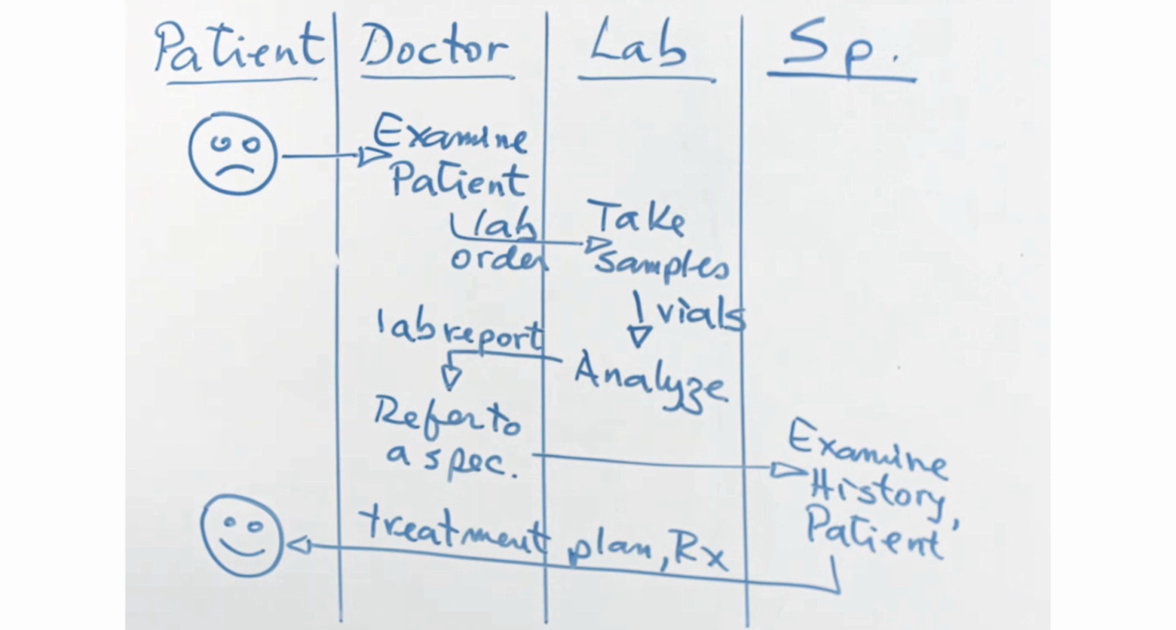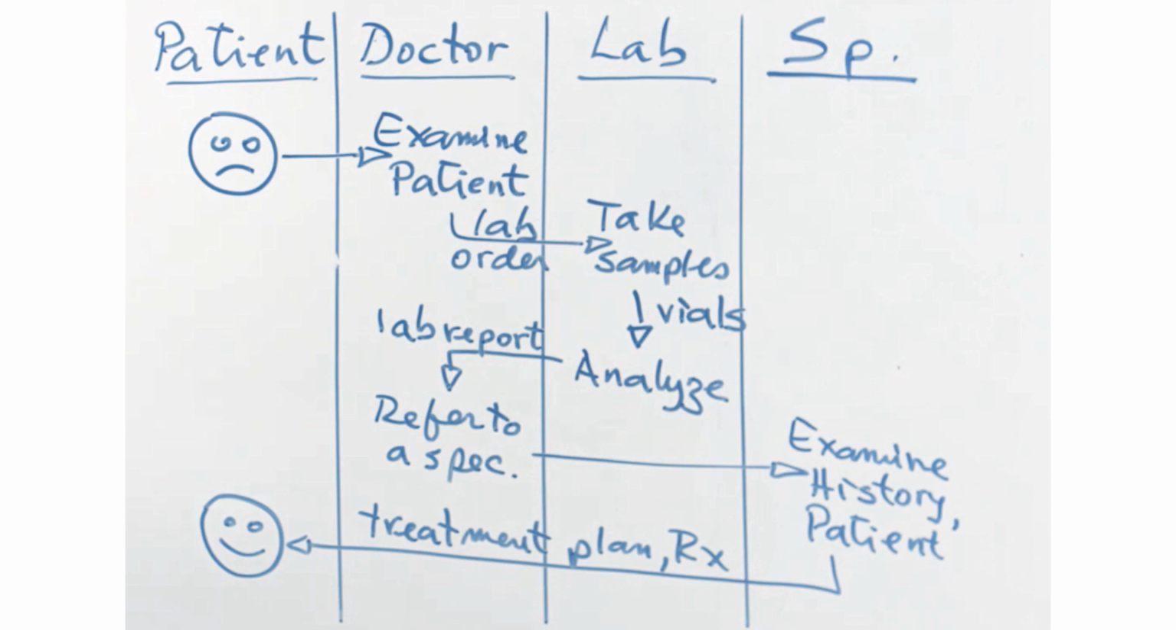The first step is to go to a doctor, who will examine the patient and order some lab work. The second step is to go to the lab, where a technician will take samples of the patient's blood and put them in vials to take for various analyses. The third step is to analyze the blood samples and produce a lab report.